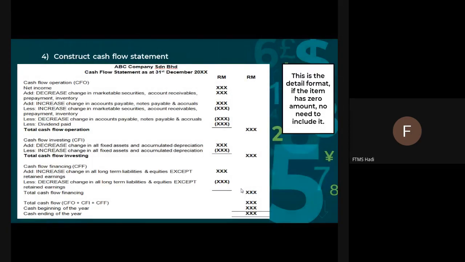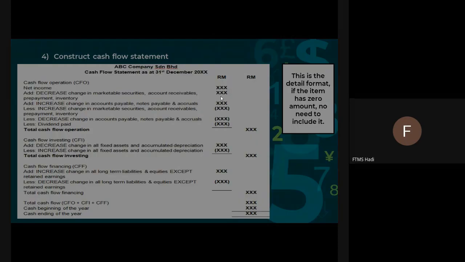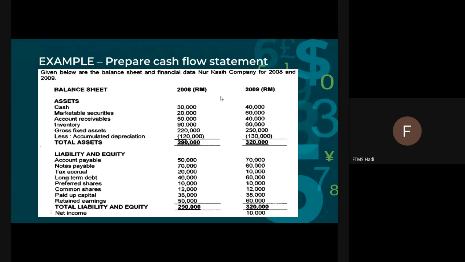Alright, so this is the format, but this one is just a general format only. If any item is not included, you just put zero. You don't need to include it. Okay, here is an example. You see here, they give you the current year and the last year, 2009 and 2008. Therefore, you need to find the differences between those two years, and later on we will construct a cash flow statement. Okay, the net income given is for the current year. If they give net income for the last year, just ignore it. Do not have to do anything about it.